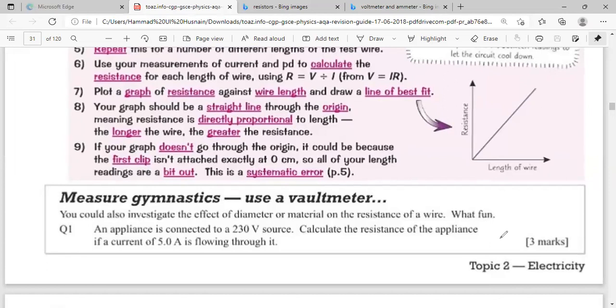Question number one, Talha. So an appliance is connected to a 230-volt source. Calculate the resistance of the appliance if a current of 5 amperes is flowing through it. So can you solve this question?